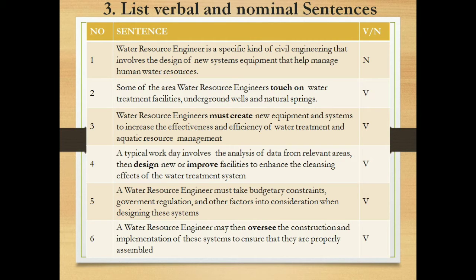Verbal. Number 5. Water resource engineers must take budgetary constraints, government regulations, and other factors into consideration when designing the system. Verbal. Number 6. A water resource engineer may then oversee the construction and implementation of the system to ensure that they are properly assembled.